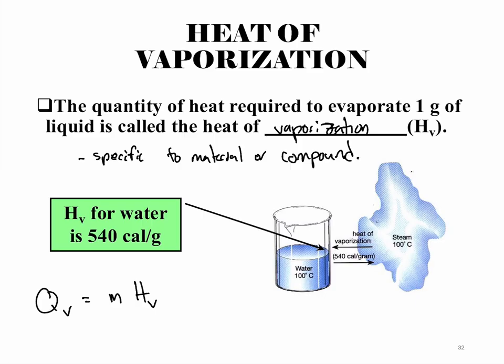Which means if you start at ice and you say how much energy is required to then change ice at 0 degrees to water at, let's say, 30 degrees, you first have to calculate how much energy is required to convert all of that ice into water. Then you add it to how much energy is required to change the temperature of that liquid water from 0 degrees to 30 degrees.